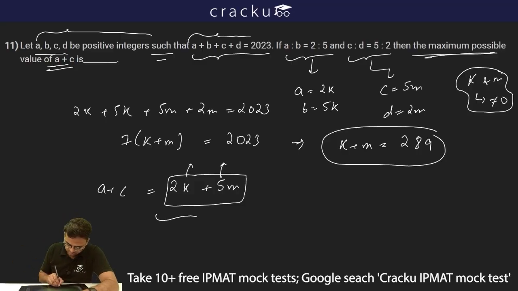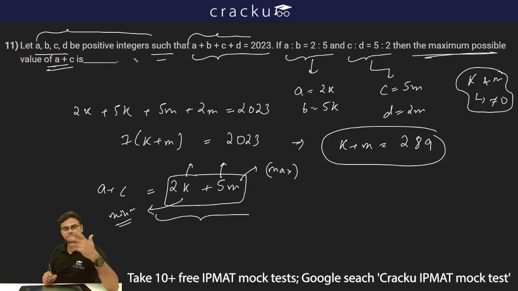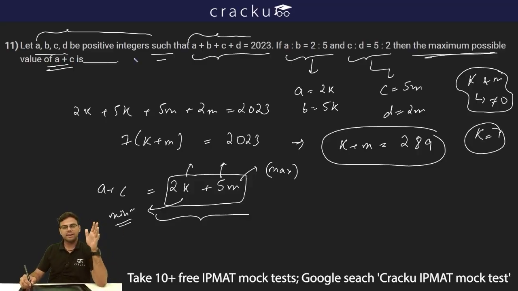So if I want this to be maximized, what I have to do? I have to take the maximum value of m and I have to give k the minimum value. Now what is the minimum value of k? Minimum value of k will be 1. Since it is clearly given that a, b, c, d are positive integers, we cannot take k as 0. So we have to take k is equal to 1. So if I take from this equation k is equal to 1, I am getting m is equal to 289 minus 1, which is 288.